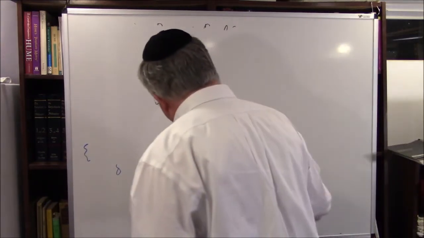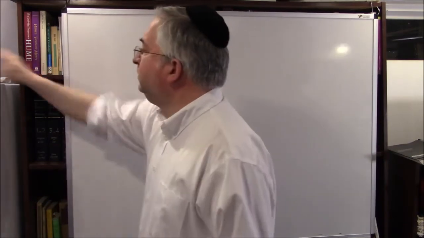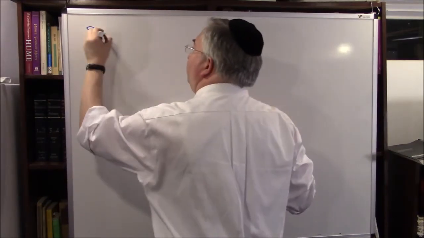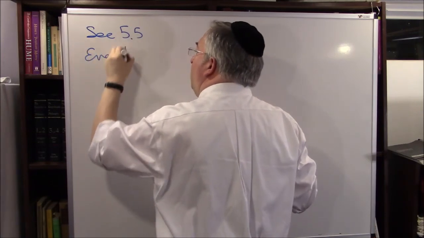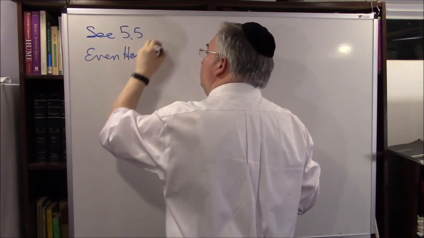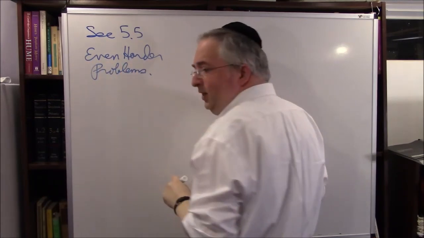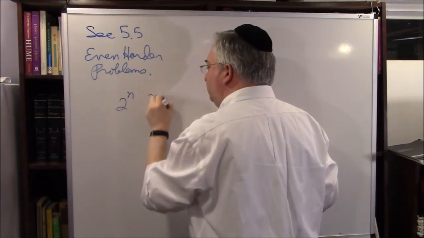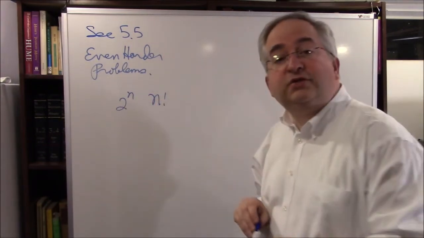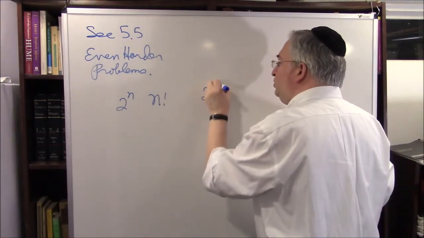Let's just take 5 more minutes and we'll finish off section 5.5. It goes section 5.5, even harder problems. Okay, so let's go through it. We had 2 to the n and n factorial are very hard. But there's a lot harder problems than that. For example, 2 to the 2 to the n.